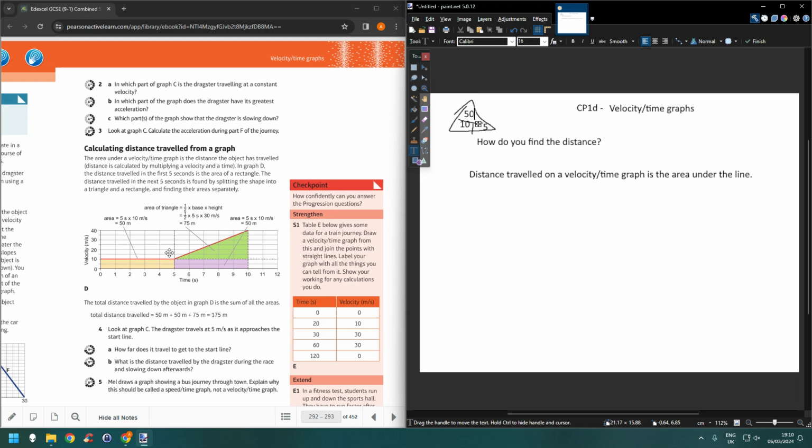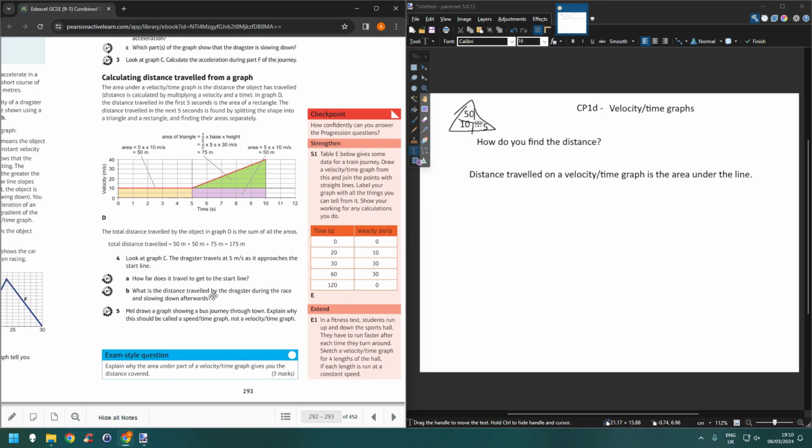So you travel 75 meters in the triangle, and if you take here 5 and then 10, 50, and if you add them together, 50 and 75, the distance travelled between 5 and 10 seconds is 125 meters. So the distance travelled between 0 and 10 seconds would be this area plus this area of the graph. So as it says here, 50 plus 50 plus 75 is 175 meters total travelled in this whole graph.